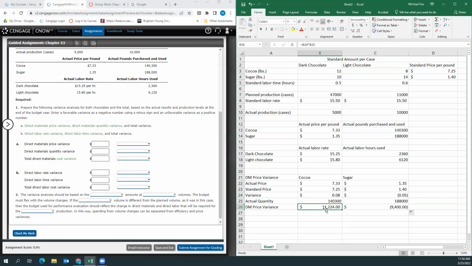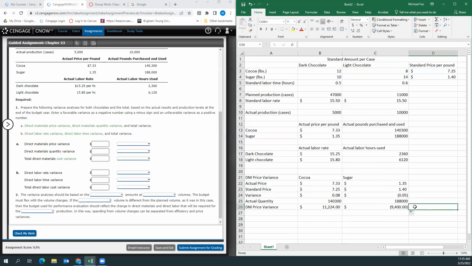What that means is we spent $11,224 more on cocoa than what we planned for, and that was due to the difference in the price between what we thought we were going to pay for cocoa, our standard price, and what we actually did pay. For sugar, we would say we have a favorable variance of $9,400. We spent $9,400 less on sugar than what we thought we were going to spend. And that's due to the fact that we planned on spending $1.40 per pound of sugar, but we only spent $1.35 per pound. So there's our direct materials price variance.